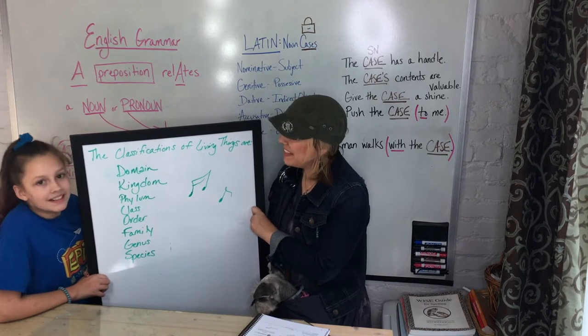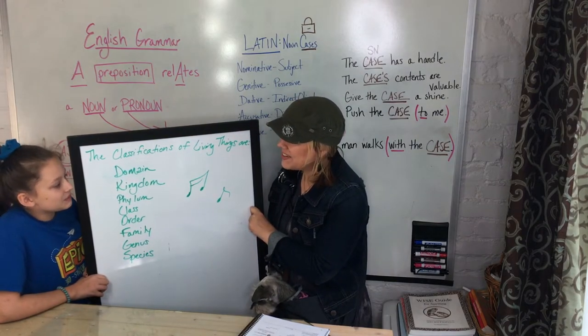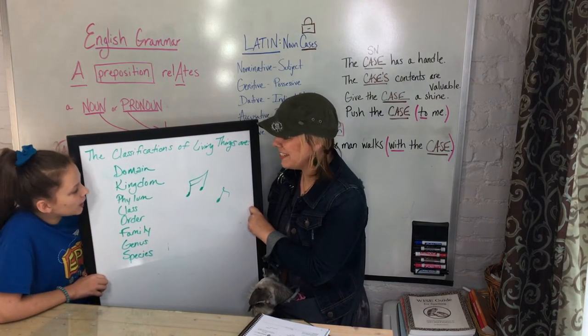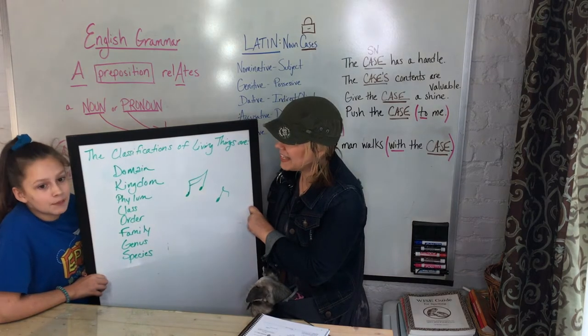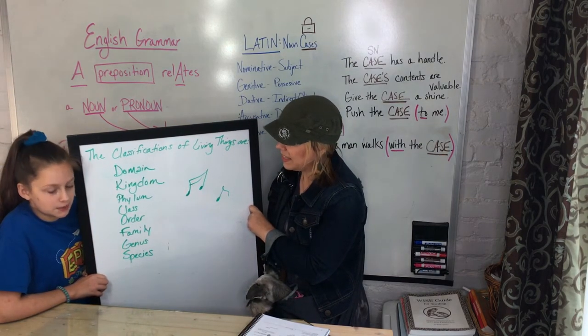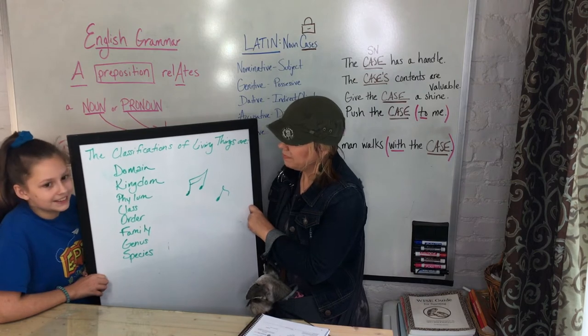Kingdom, phylum, class, kingdom, order, phylum, class, kingdom, order, phylum, family, genus, species, class, family, genus, species, family, genus, species, classifications of living things.